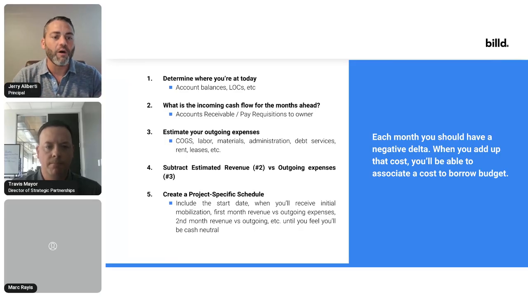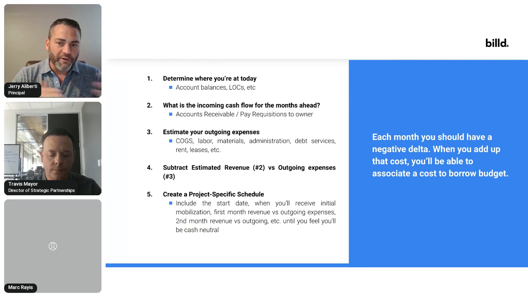So it's a real cost, like how I mentioned before. In this first step, you've got to determine where you are today. What are the account balances you have today? What are the lines of credit you have available to you today?